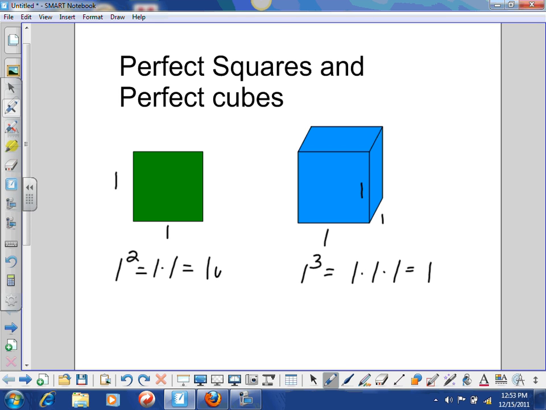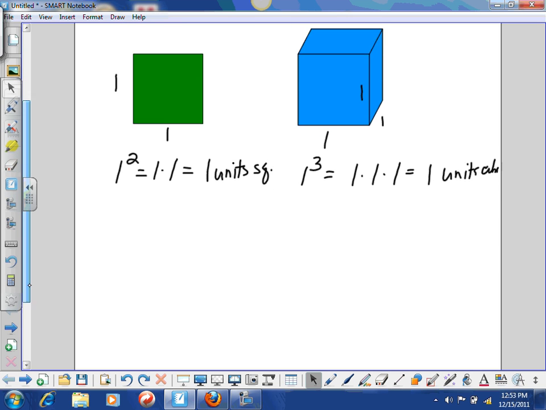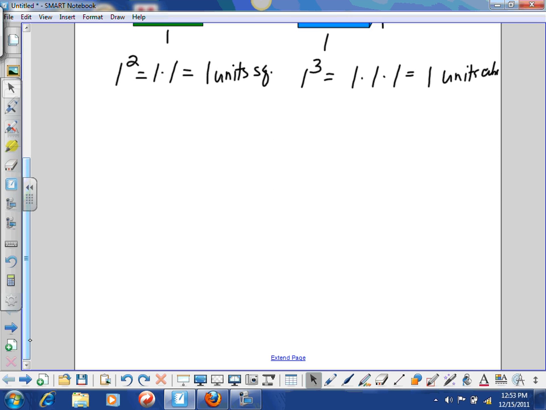So for this one, we would be talking about units squared. And for this one, we would be talking about units cubed. But we're going to forget about the area part of it because we're just going to talk about the numbers today. So let's look at perfect squares and perfect cubes. So I know 1, and if I square it, 1 squared would still be 1.